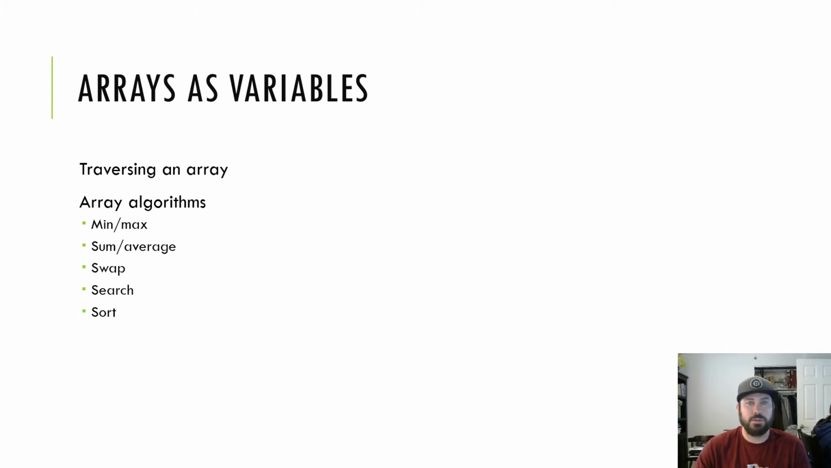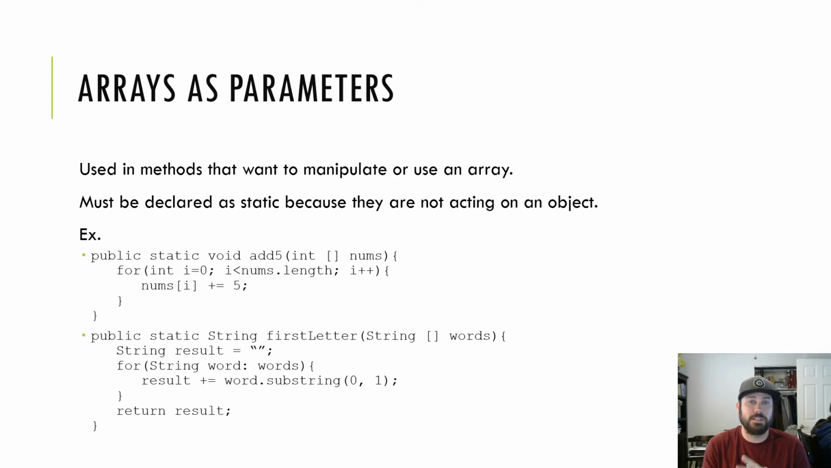Instead, on the free response, what we're more likely to see is arrays as parameters. So we can use arrays in methods to either manipulate the array or to somehow use the data that's stored inside of the array. Now they have to be declared as static because they're not acting on an object, right? We can't call the method on the array, so they're static, and instead the array is stored as a parameter.